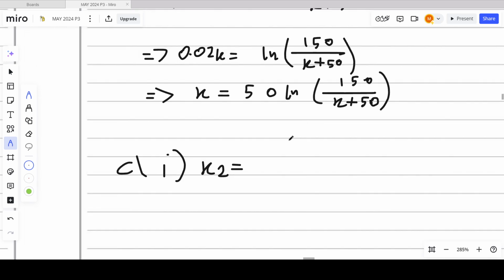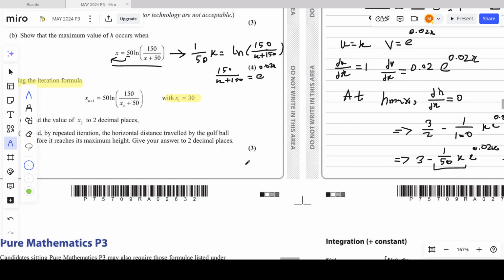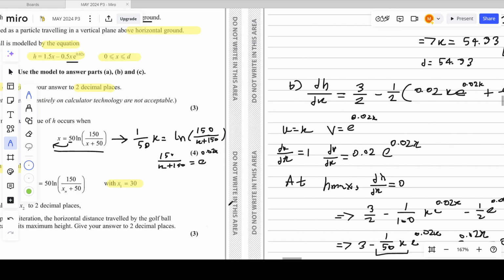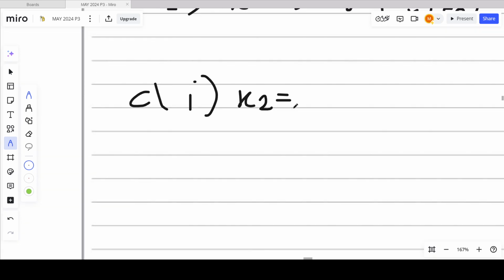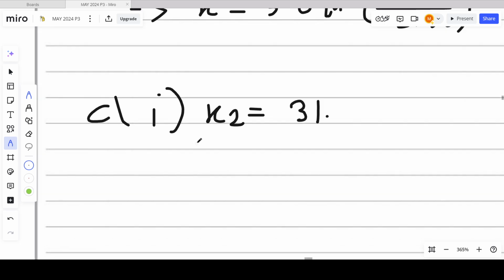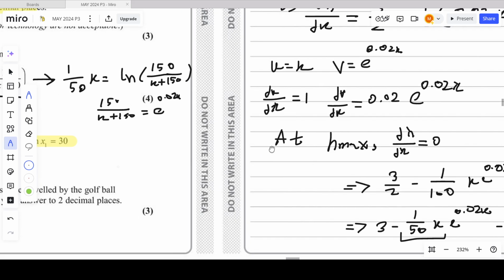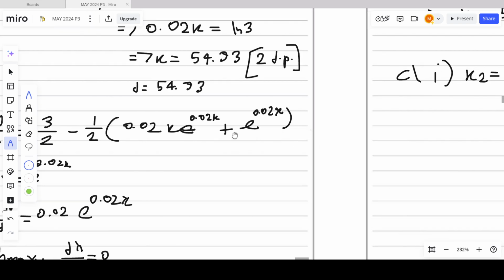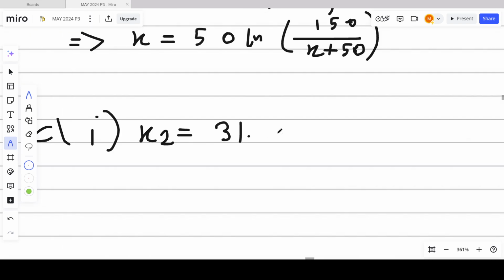That's it. So after putting in the equation, just press equal to get the value for x2. This is 31.4304 something, but they wanted 2 decimal places, so we will consider 31.43. This is 2 decimal places.